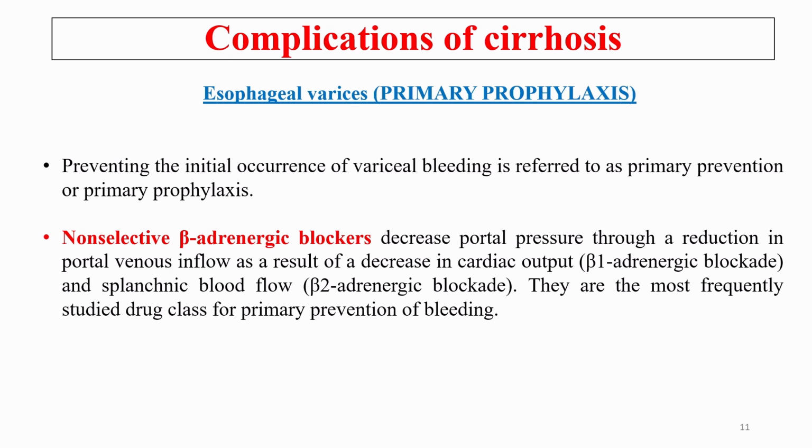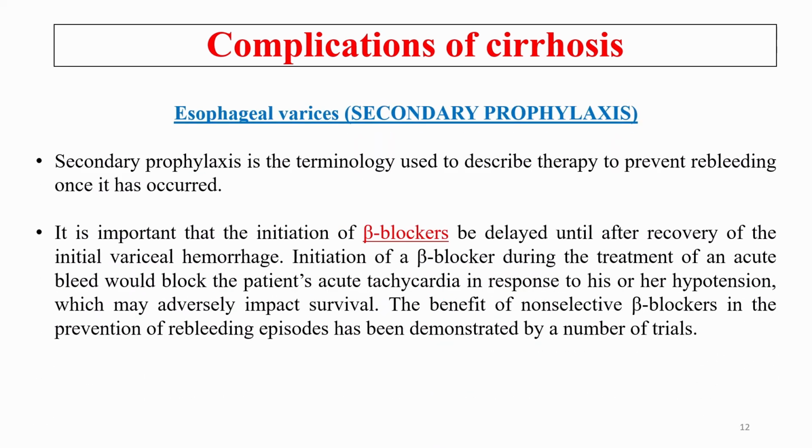When a patient has already bled, we move to secondary prophylaxis to prevent recurrent hemorrhage, which is very common. A key principle: do not start beta blockers during active bleeding. These drugs block the body's natural tachycardia response to blood loss. This can worsen hypotension and endanger survival. Instead, initiate non-selective beta blockers only after the patient has stabilized. Many studies confirm their role in reducing rebleeding risk and improving survival.